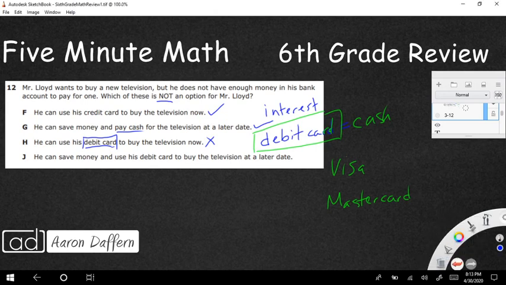And then finally, he can save money and then use his debit card later. Yes, if he's got money in his bank account, he can definitely use that debit card. That is going to work. So our answer to this final problem is going to be H. That is the one that does not work. You cannot use a debit card if you don't have the money.